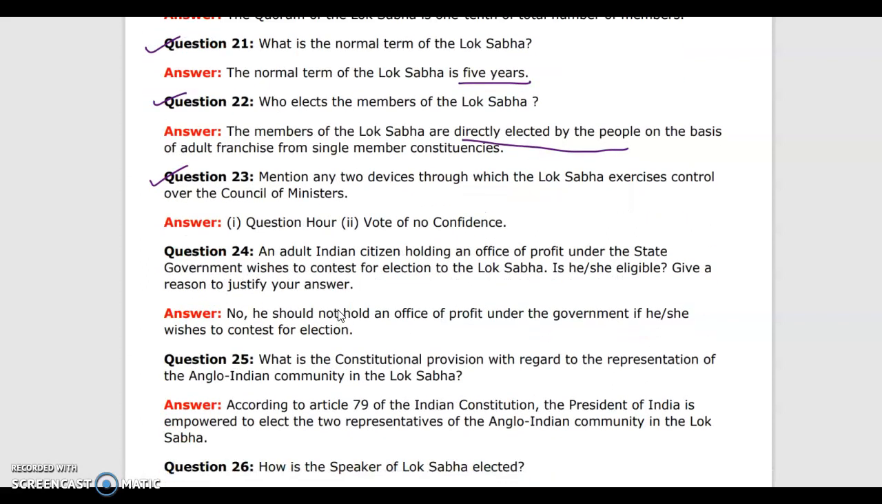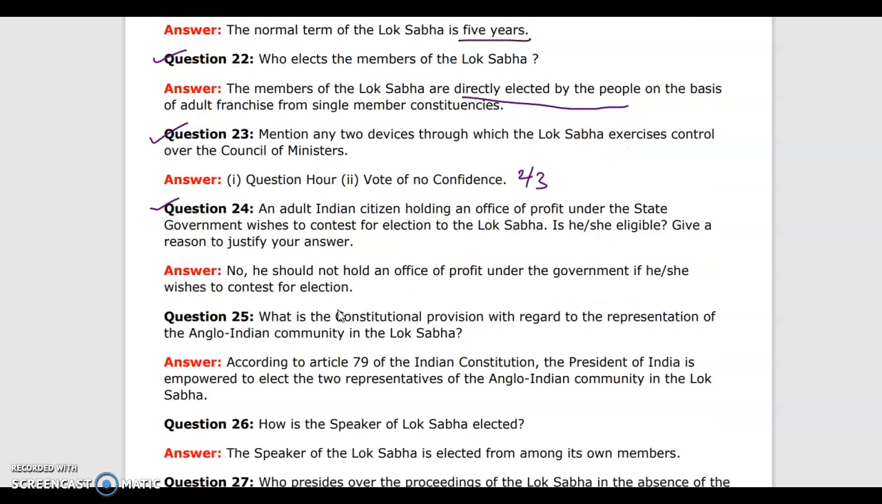Next question: mention any 2 devices through which the Lok Sabha exercises control over the Council of Ministers. The answer is questionnaire and vote of no confidence, where a 2/3 majority is required. Question number 24: an adult Indian citizen holding an office of profit under the state government wishes to contest for election to the Lok Sabha. Is he or she eligible? Give a reason to justify your answer.